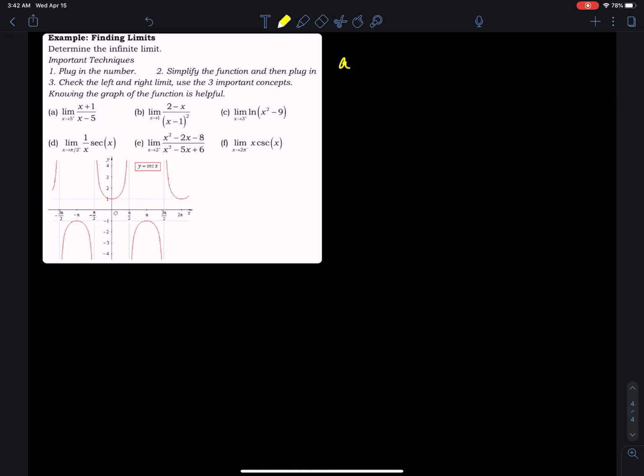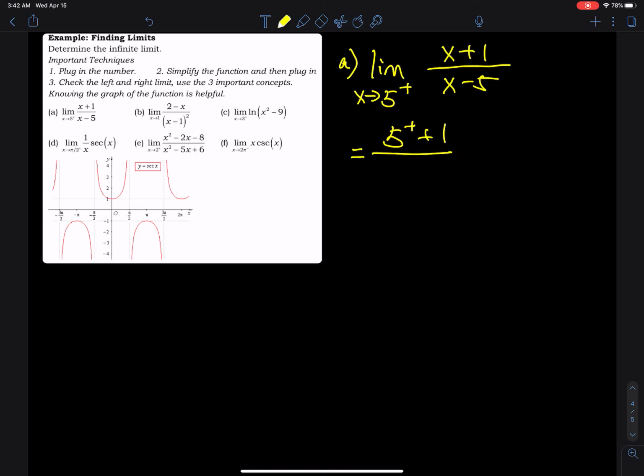So let's start with A. We have the limit as x approaches 5 from the right of (x plus 1) divided by (x minus 5). Can we just plug in? The answer is yes. When you plug in, you have 5 from the right plus 1, and then 5 from the right minus 5. So 5 plus 1 is 6, and then this is a little bit more than 5, minus 5. What do you get?